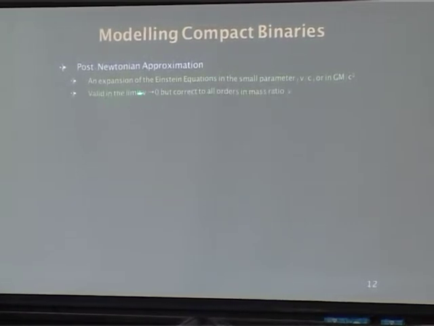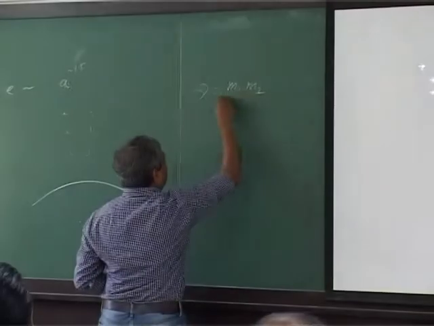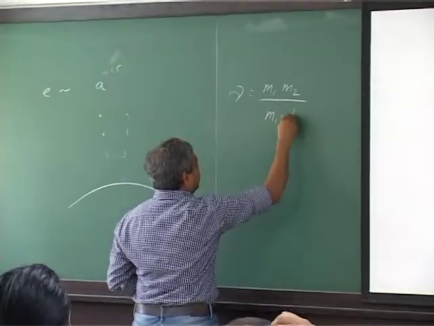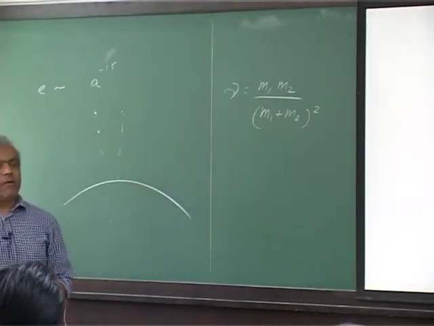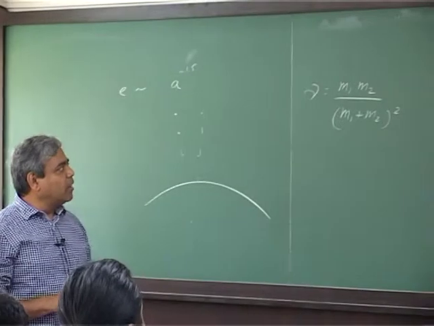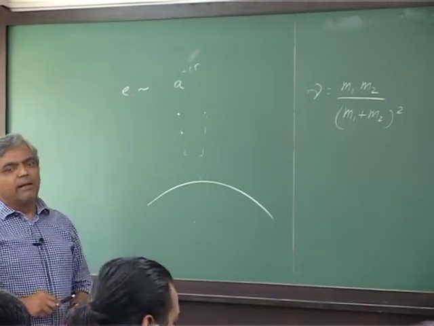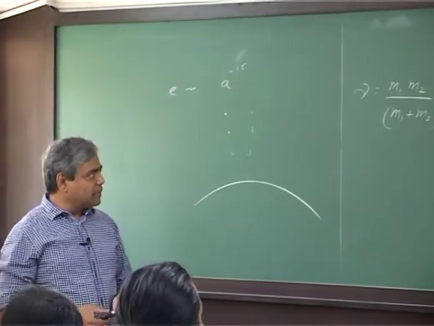So this is valid really in the limit v tending to 0, but it's correct to all orders in the deformation parameter called nu. We are mostly talking about binary systems. So this nu here is the product of the two masses divided by the square of the total mass. So it's correct to all orders at a given velocity, but it's only valid in the limit of small velocities.